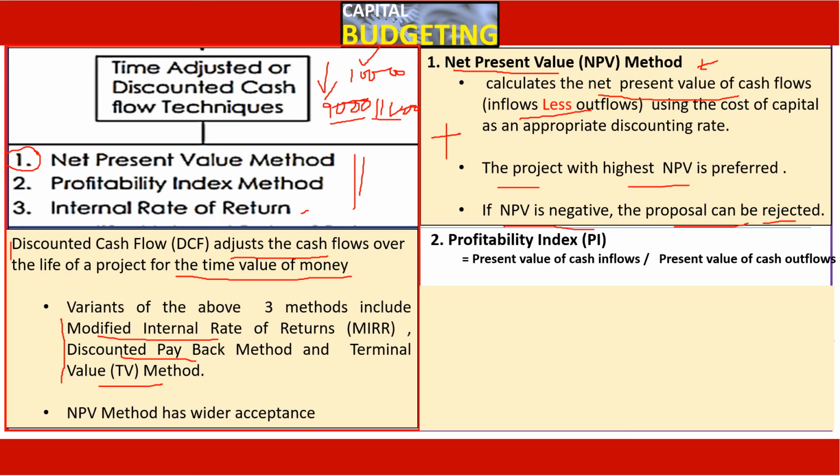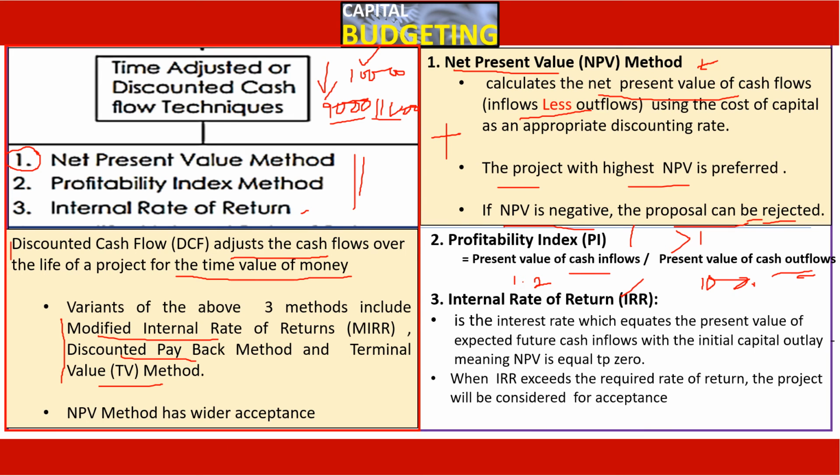Profitability index is just a presentation of NPV. It talks of present value of inflows and present value of outflows. Supposing I give 1 lakh rupees as outflows, I should receive, say, 1.2. What it says is the profitability index has to be always greater than 1. Means I should receive more than what I give. If I don't receive more than what I give, the conclusion is the same. The proposal can be rejected.